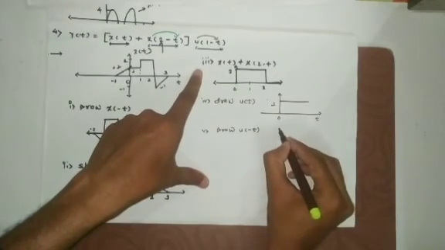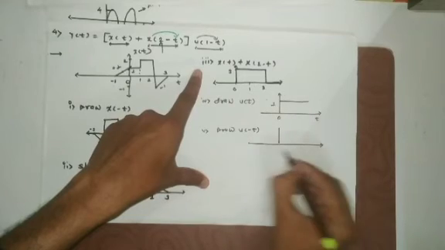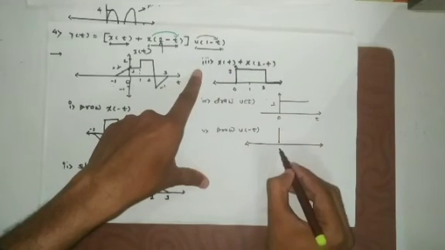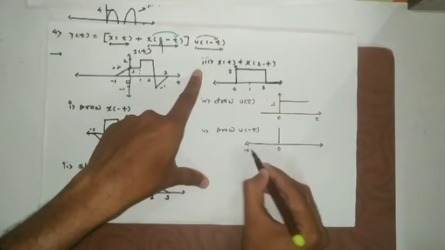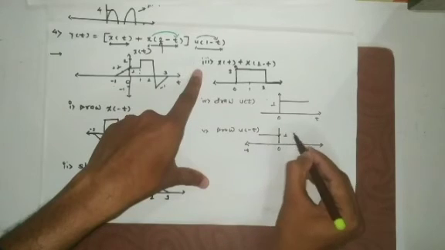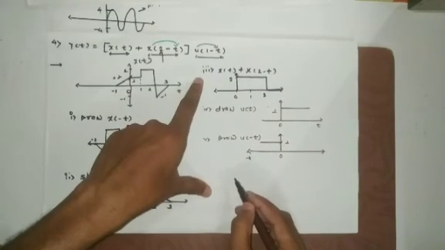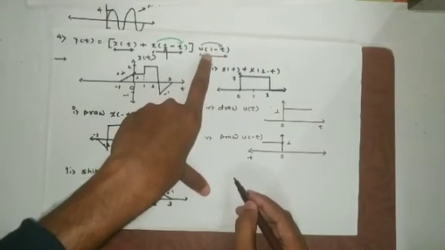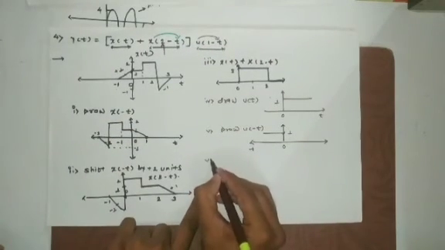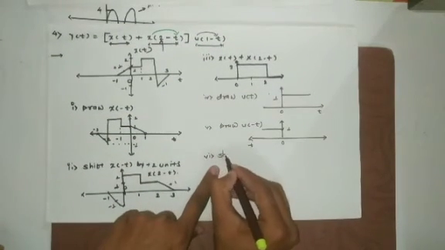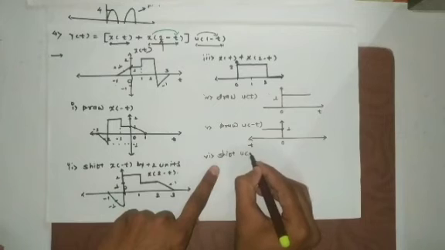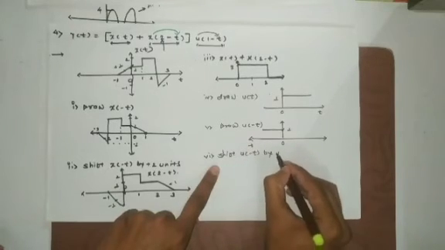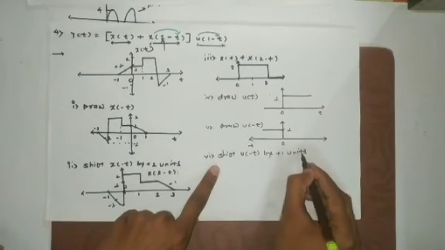So if you fold about t equals 0, you can see all positive values become negative. So from 0 to minus t, its amplitude is 1. Now once you have got u of minus t, we have to shift it by 1 unit, that is plus 1 unit. So we'll write: shift u of minus t by plus 1 unit.